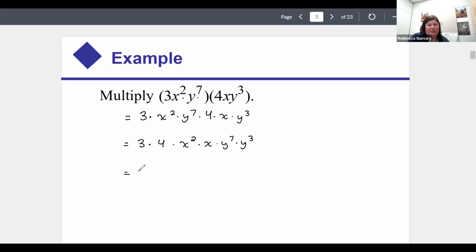So 3 times 4 is just going to be 12. Then I have an x squared, and I have an x to the power of 1, so we just add those powers. And then I have y to the 7th and y to the 3rd, which have the same base, so I just add those powers. So this can be simplified into 12x cubed y to the 10th.